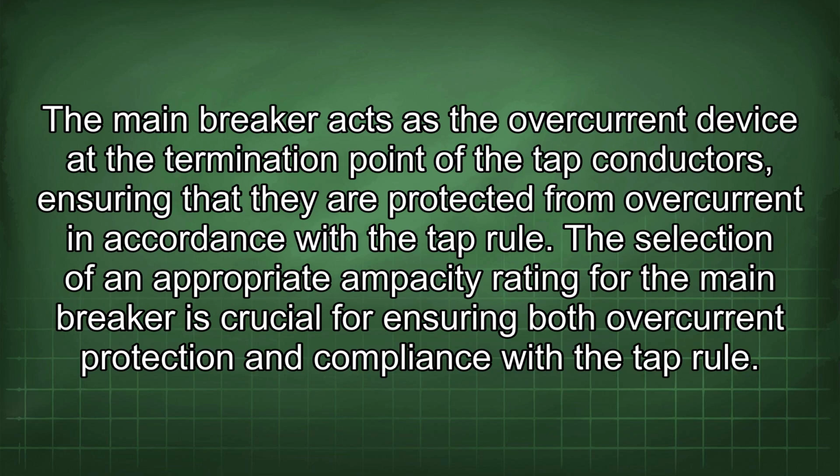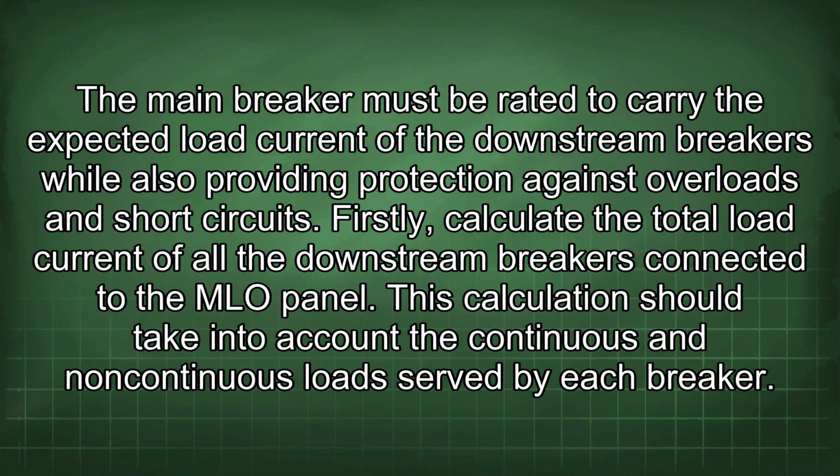The selection of an appropriate ampacity rating for the main breaker is crucial for ensuring both overcurrent protection and compliance with the tap rule. The main breaker must be rated to carry the expected load current of the downstream breakers while also providing protection against overloads and short circuits. Firstly, calculate the total load current of all the downstream breakers connected to the MLO panel.